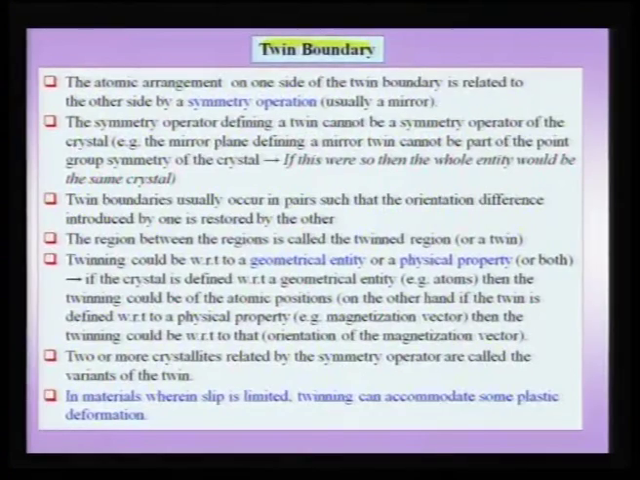The atomic arrangement on one side of a twin boundary is related to the other side by a symmetry operation. This symmetry operation is typically a mirror, and therefore you have something known as a mirror twin boundary or the mirror twin. But in addition, you could also have inversion twins and rotation twins. So we will take up one example at least of a mirror twin and also of a rotation twin during the course of these lectures.